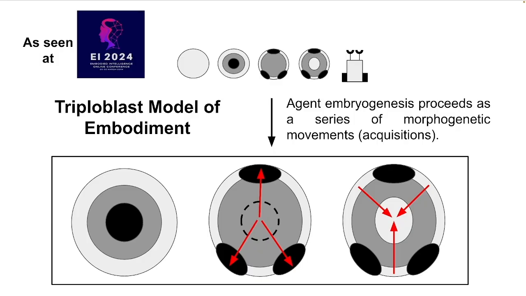And then we get refinement, and then we get shape transformation into the vehicle that we see on the right-hand side of this sequence. So this is something I talked about in that talk as the triploblastic model of embodiment. And so in this case, agent embryogenesis, which we defined in that sequence, proceeds as a series of morphogenetic movements or acquisitions. So in a system where we're building these agents, we start with the triploblastic model.